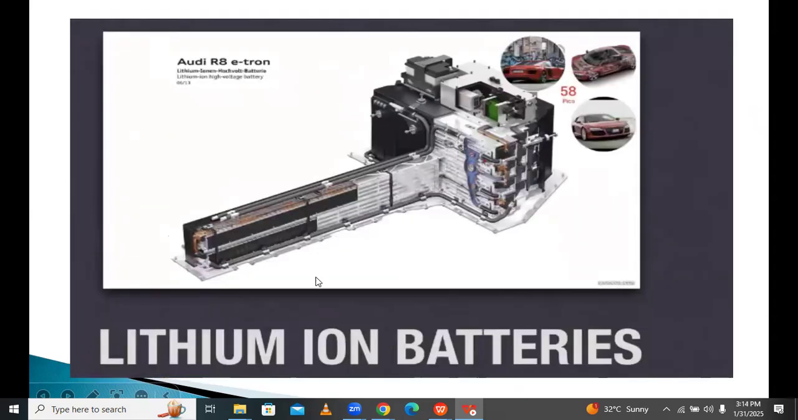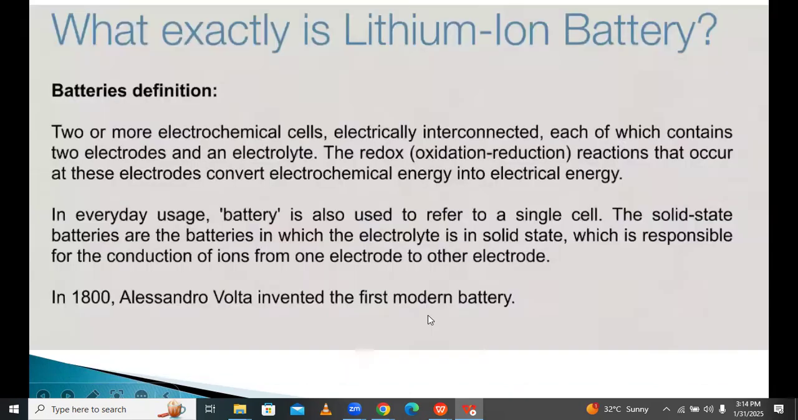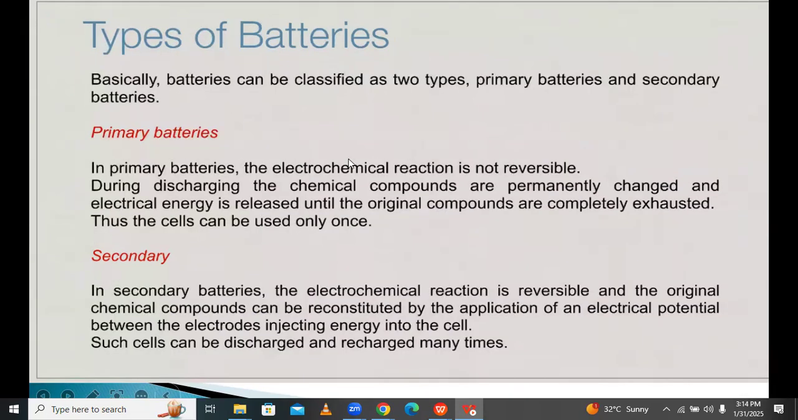Next, a more efficient battery is called the lithium ion battery. So there are different types of batteries, primary batteries and secondary batteries. A lithium ion battery is a rechargeable battery. In this, reactions are reversible. Primary batteries are only one time. Secondary batteries can be recharged. Rechargeable batteries have reversible reactions, and these are secondary batteries.